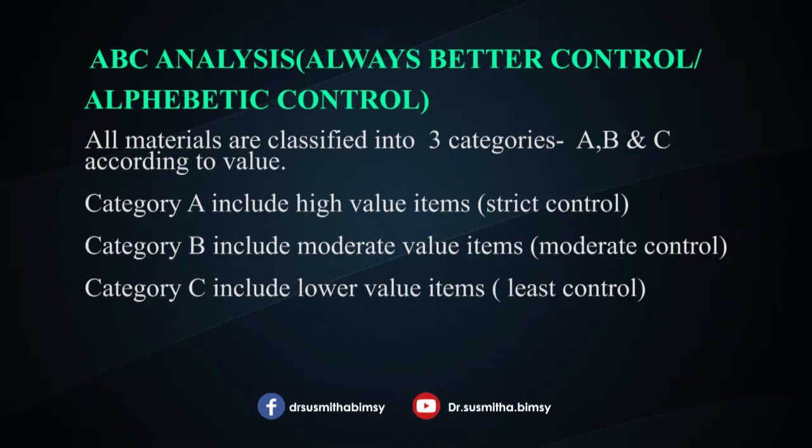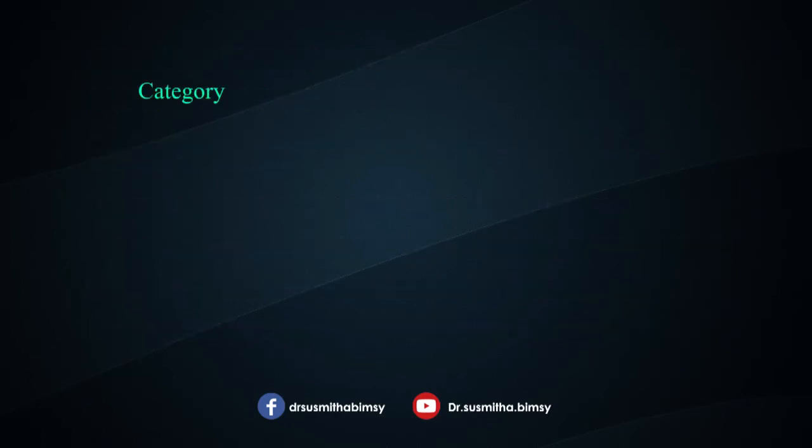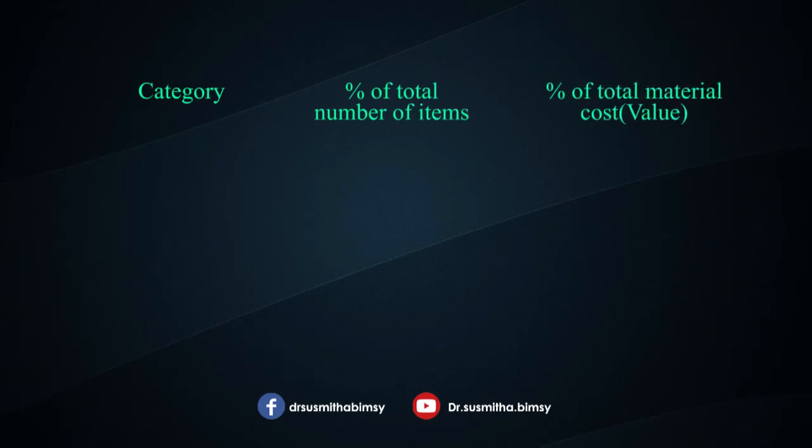So here we divide material into three categories and use different degrees of control over each category. Here we are concentrating our efforts on those items where attention is needed most. This is the management by exception system of inventory control. This example will help you to understand this concept more clearly.